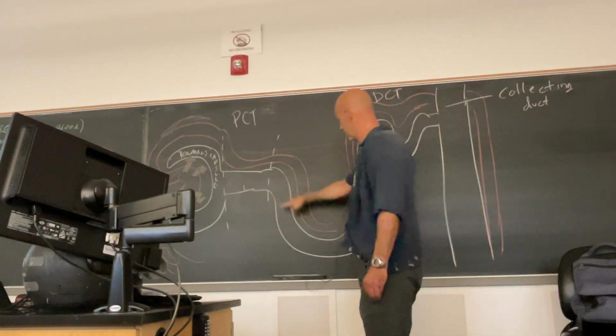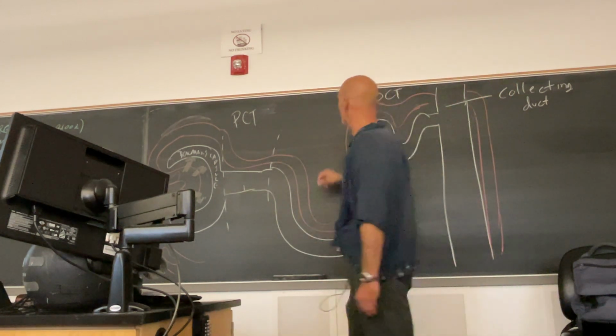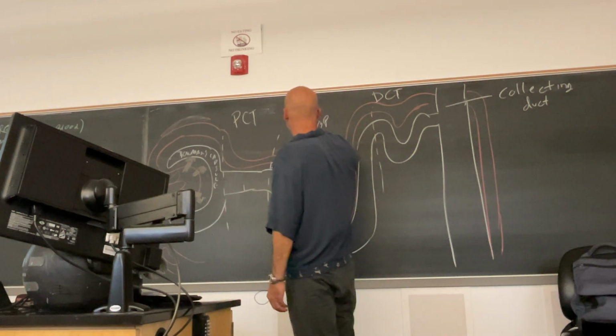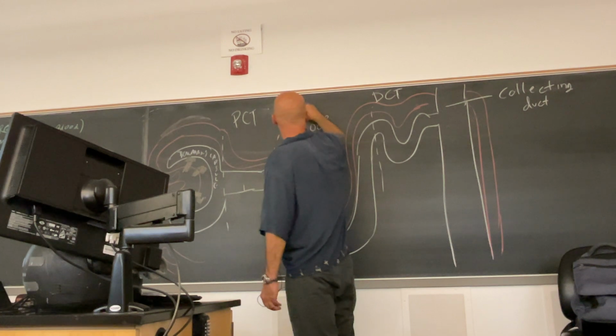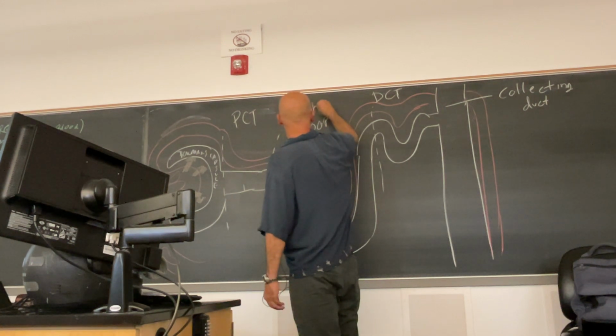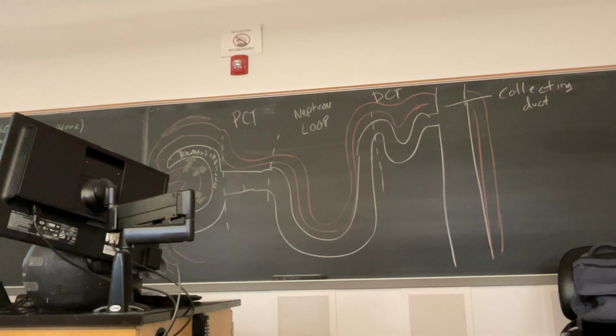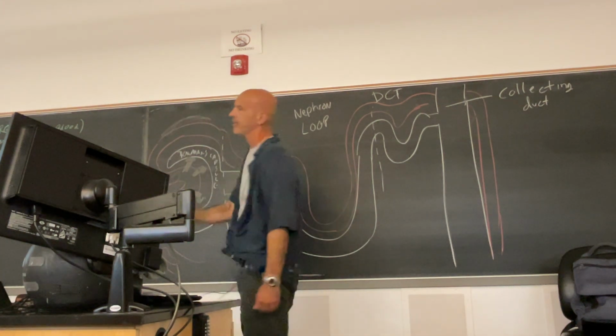In the middle, this little loop, we can call a nephron loop. There's another word for it which you may see: the loop of Henle. That's anatomy. Here's just this loop over here. So those are parts of it. But again, we're going to see big picture stuff.